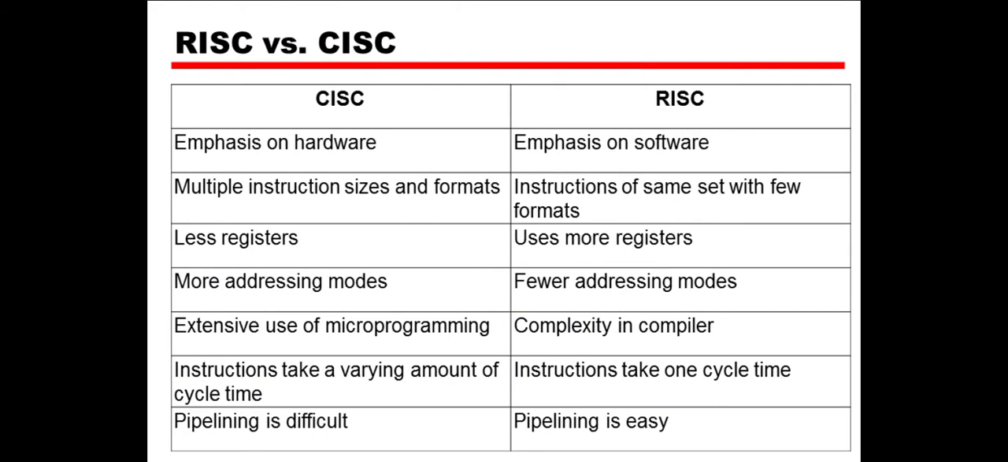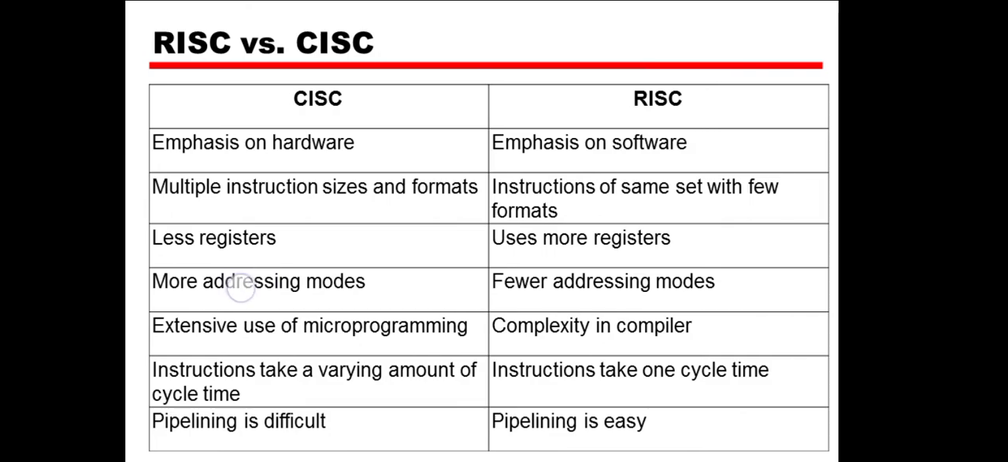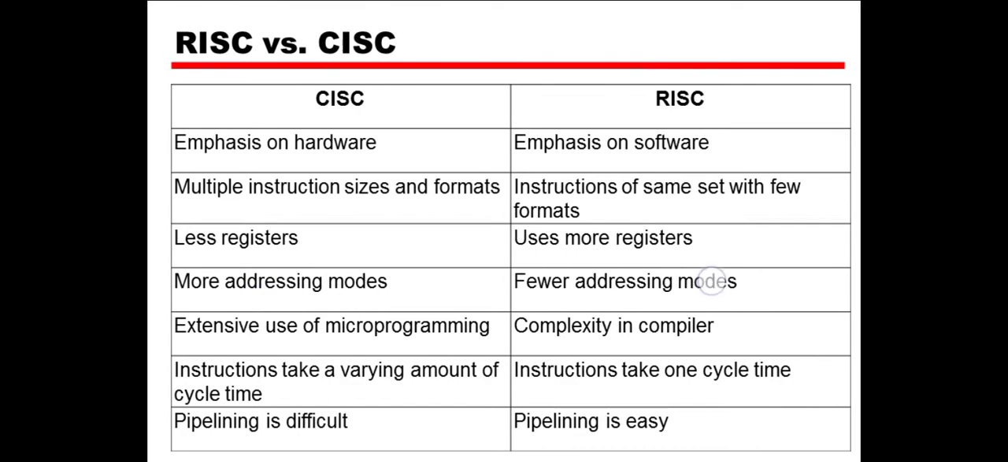So summarizing, we can see RISC versus CISC. CISC emphasizes hardware, while RISC emphasizes software. CISC has multiple instruction sizes and formats, while RISC has instructions of the same size with few formats. CISC has fewer registers, while RISC uses more registers. CISC has more addressing modes, while RISC has few addressing modes. CISC makes extensive use of microprogramming and has complexity in the compiler.